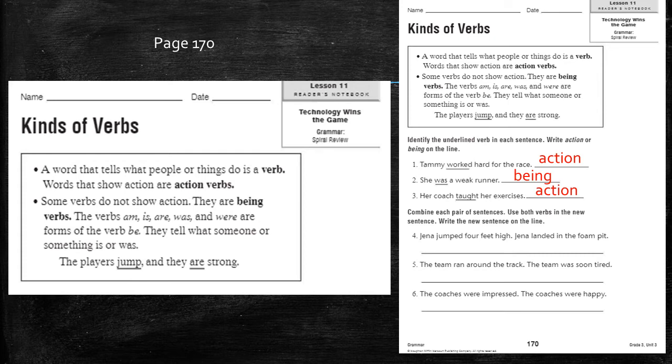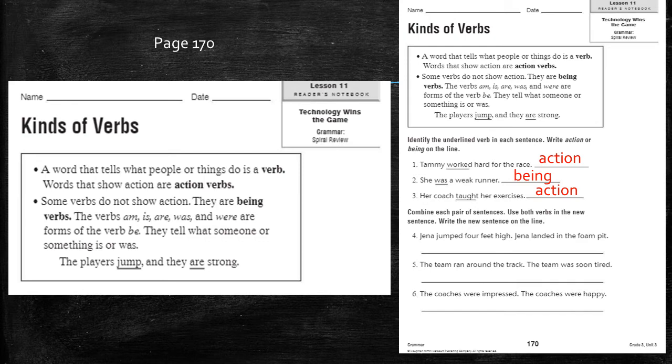Next, let's see what we have to do here in the second half of this page. Combine each pair of sentences. So you join them together. Use both verbs in the new sentence. Write the new sentence on the line. Okay, so let's read the first one here. Jenna jumped 4 feet high. Here the word jumped is an action, so that's my action verb. Jenna landed in the foam pit. So the word landed, again, is your verb, and this is an action verb.